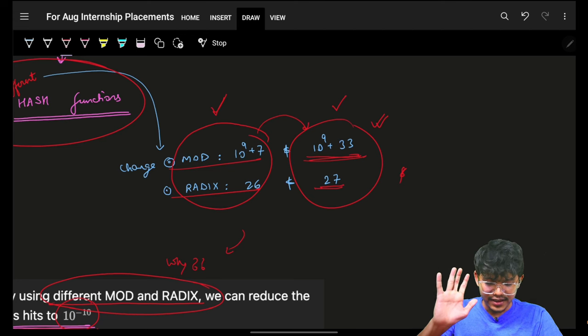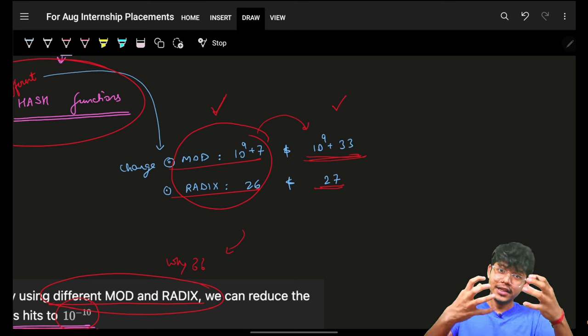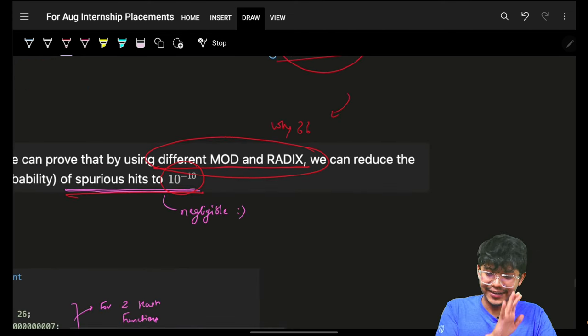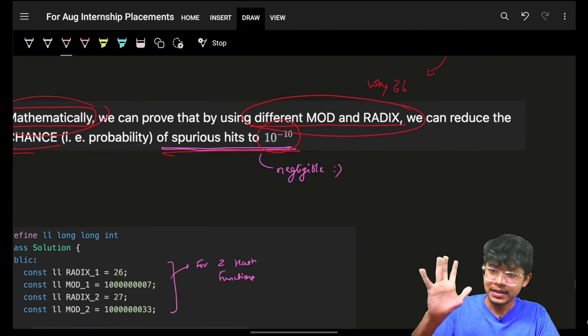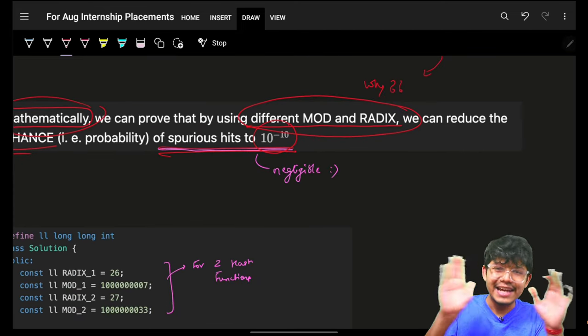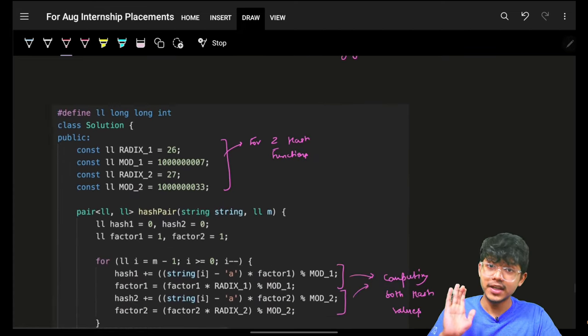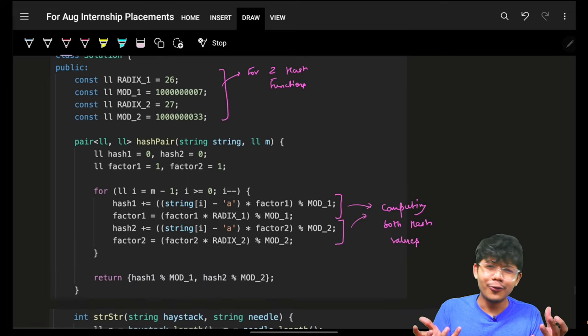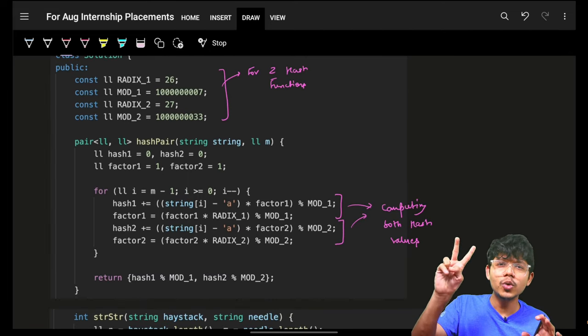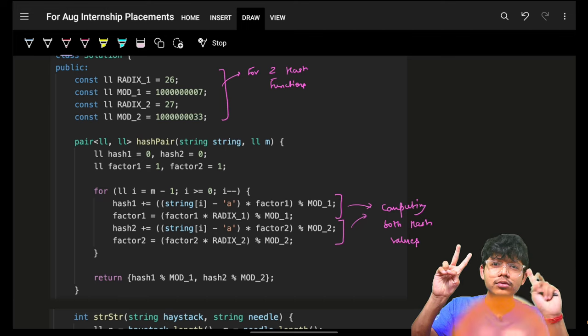But yeah, that's way too extreme. For the folks who are actually about to fight me, for them only I just told you a solution. But still, no matter what, you can never reach this spurious set. It is very, very negligible. So what's the change in this? Simple. Two radix values, two mod values.